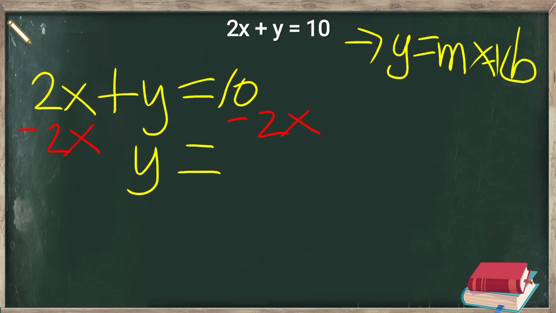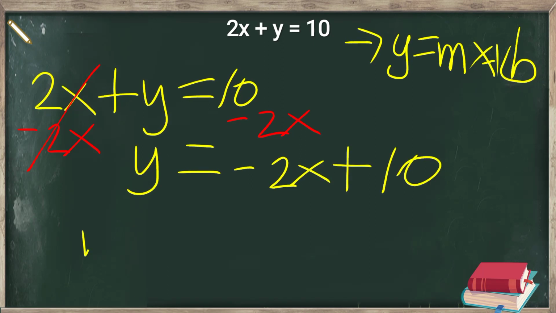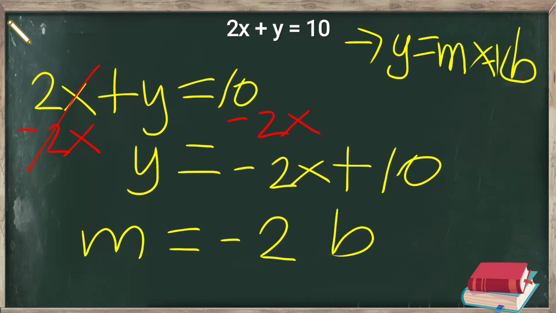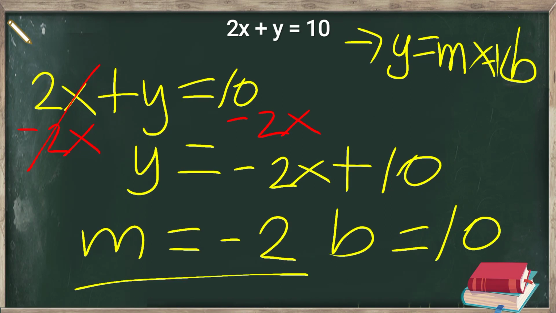So, dito, cancel na to. And then, dito, magkakaroon ka ng negative 2x plus 10. So, ang m natin dito sa ating slope-intercept form is negative 2. And our b, which is the y-intercept, is positive 10. Okay? So, same, it is also negative.